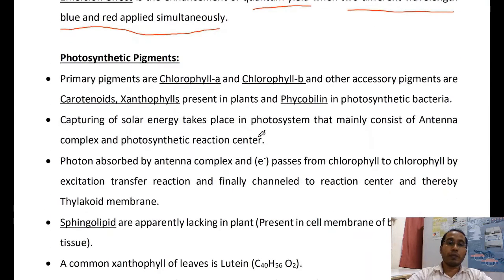So photosynthetic pigments, as you know, are chlorophyll A and chlorophyll B. Other associated pigments, carotenoids and xanthophylls, are present in the plants. But in the case of bacteria, some bacteria are capable of photosynthesis. They use phycobilin in place of accessory pigments for photosynthetic activity.